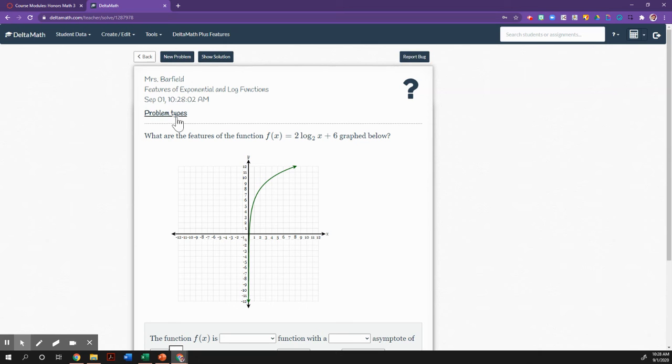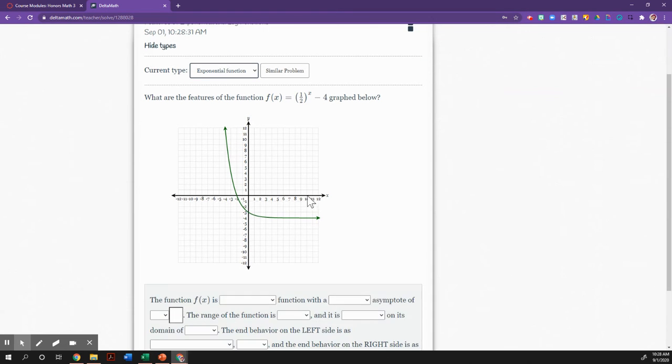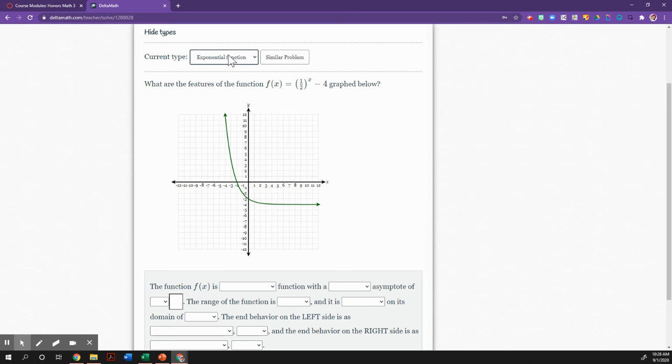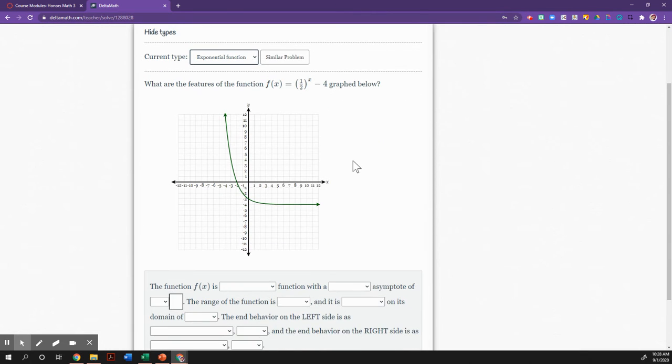Now, because I have the teacher side, I can select exponential function. I just am not able to assign you the ones that are all exponential functions, and I hate that. But we can struggle through it because it's easy. Now I am going to focus on all exponential functions for the remainder of this video segment. So it says, what are the features of the function f of x equals 1/2 to the x minus 4 graphed below?